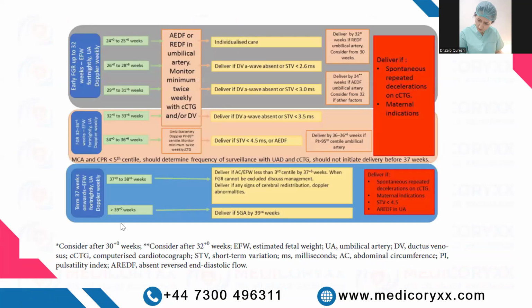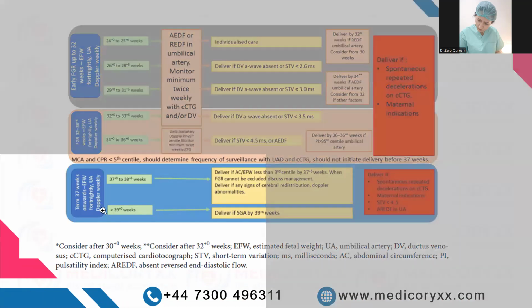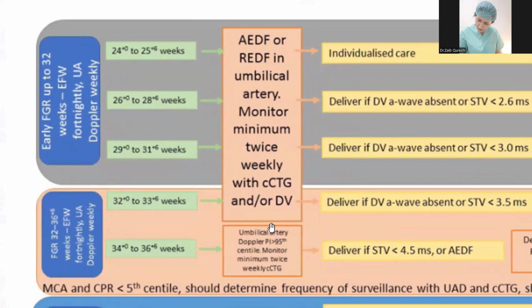Now we will discuss the Doppler, the role of Doppler and the role of monitoring in the FGR setting. All right, so early FGR up to 32 weeks and late FGR, right? So how do you monitor early FGR? You will do estimated fetal weight, meaning you will do biometry fortnightly. Write it down so you will never forget. Biometry fortnightly and Doppler weekly.